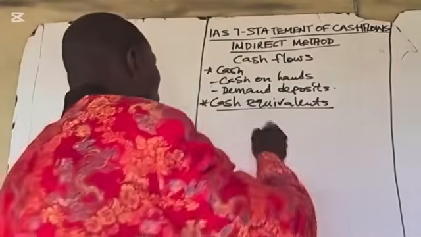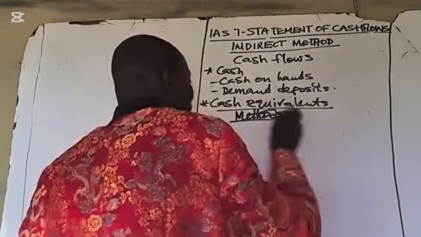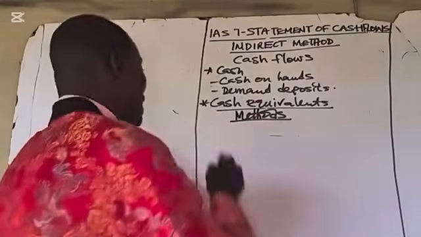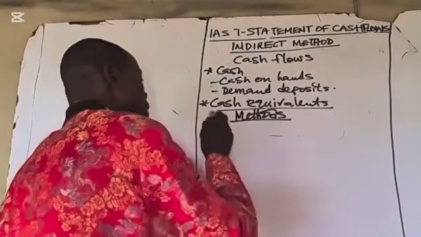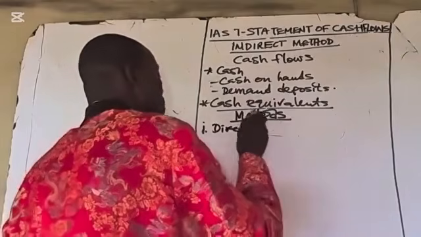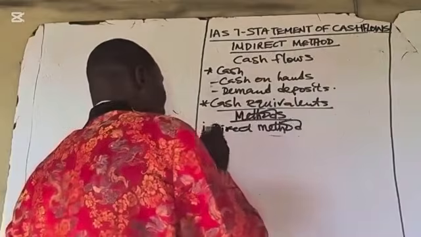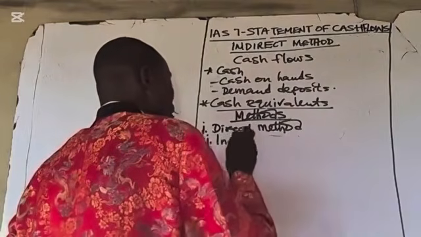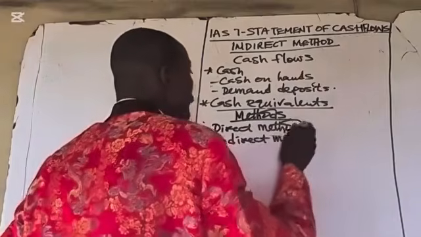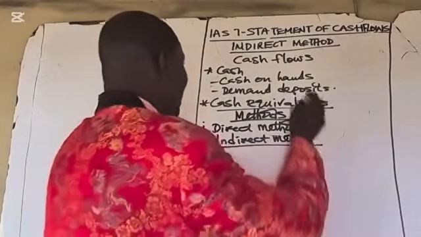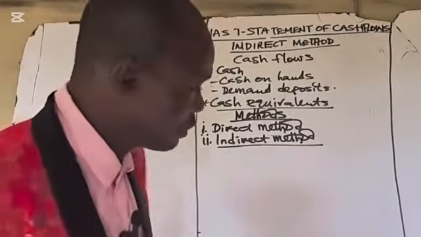So, methods of preparing statement of cash flows. In accordance with IAS 7, we have 2 methods of preparing statement of cash flows. Number 1 is the direct method, and the second is the indirect method. In this video, I will be focusing on the indirect method.